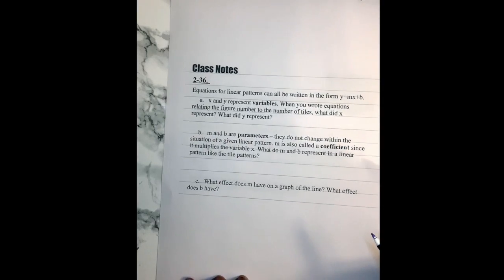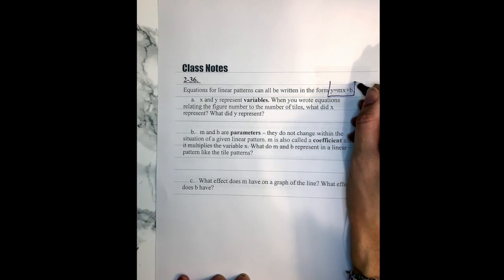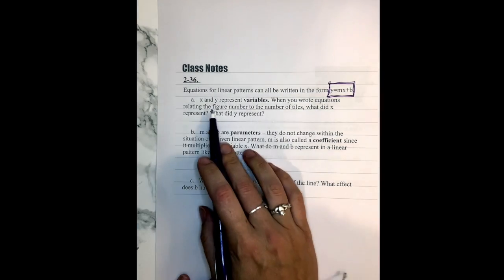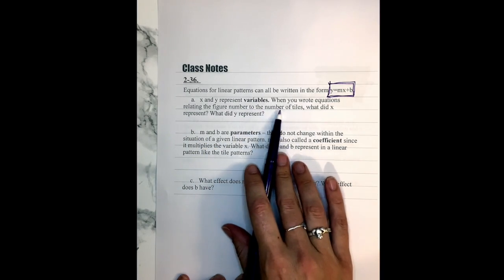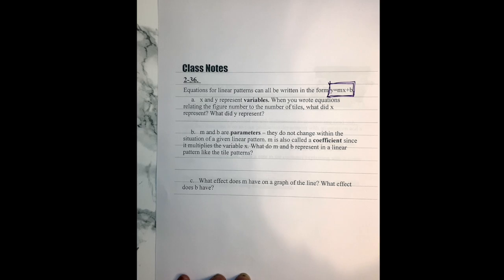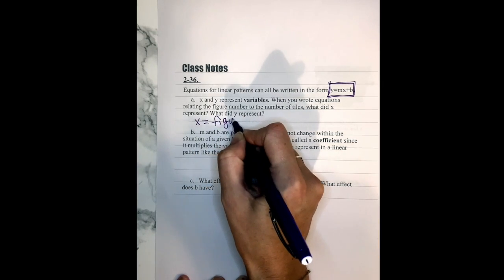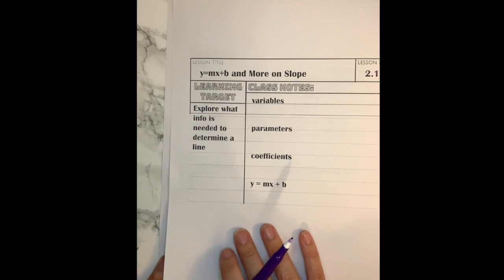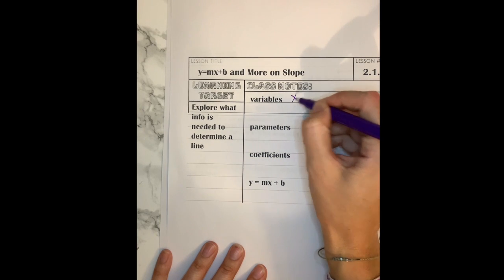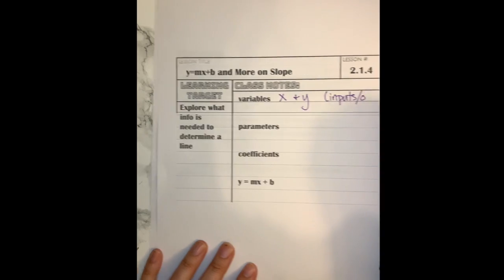Number 36. Equations for linear patterns can be written in this form here, which we know and love. X and Y represent variables. When you wrote equations relating the figure number to the number of tiles, what did X represent? What did Y represent? X in that case was our figure number, and Y was our total. So variables, we will almost always use X and Y, and they are our inputs and our outputs.